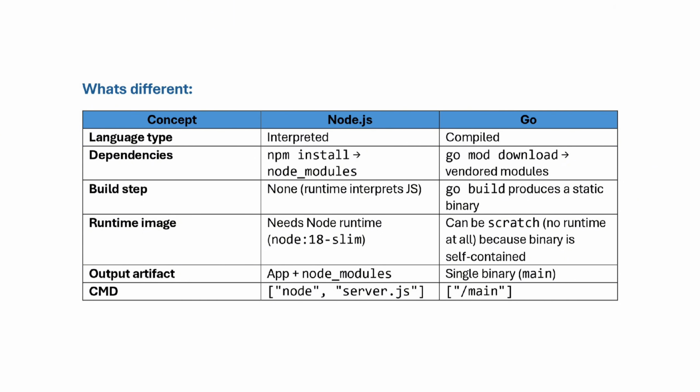Output artifact: in Node.js it is the app plus node_modules. In Go, it is a single binary, main. CMD: in Node.js, CMD is node server.js, whereas in Go, it is /main.